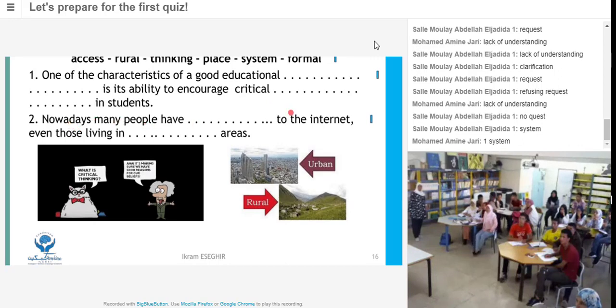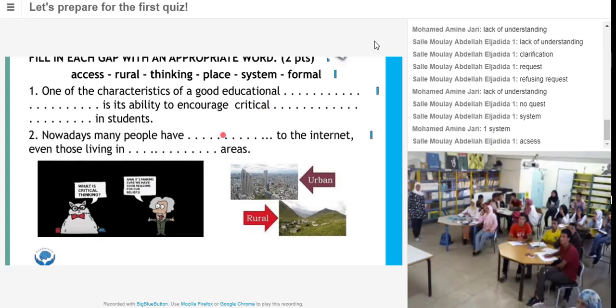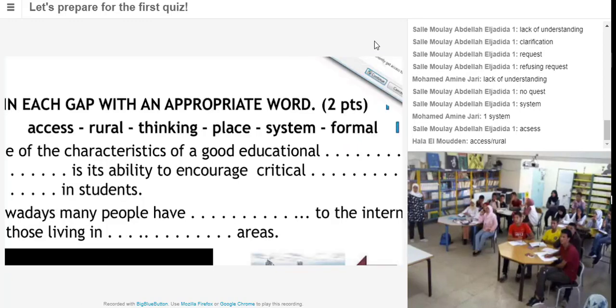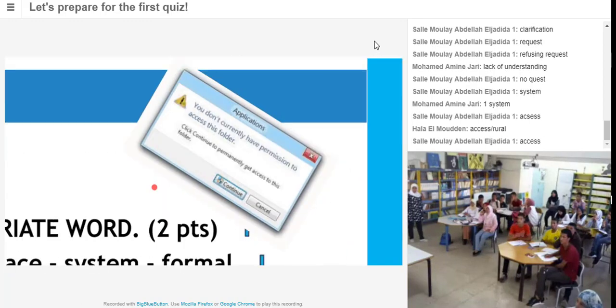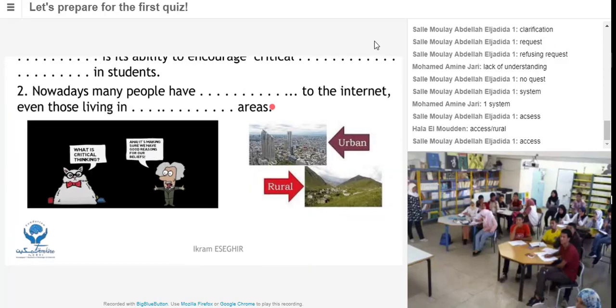Nowadays, many people have access to the internet, even those living in rural areas. Access. Very good. So access, it means, like if you see here the picture I have given. Okay, so access, like for example, when you want to open something and they refuse, you have this sign. It means you cannot get access, all right, to this folder. So to get access, it's the ability to see, to watch, to open, or to enter, for example, a place.